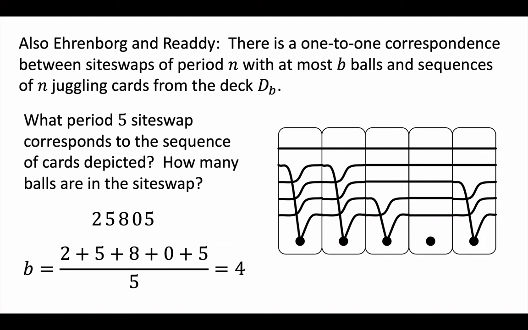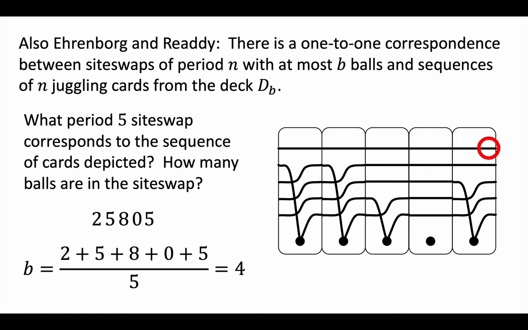Now that seems kind of strange. We were dealing from the deck D sub 5, but it's only a 4-ball siteswap. Why is it only 4? Well, let's look at the top rung. We never really encountered that. If you follow that, you're just going to end up on that one all the time. It's as if there's this ball suspended in midair that the juggler never gets to catch. So it's really only a 4-ball siteswap. Now we've just taken sequences of juggling cards and recreated a siteswap.